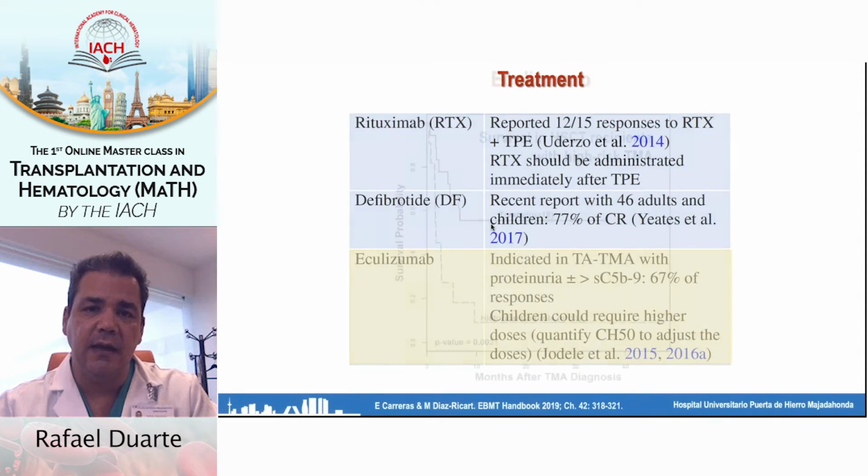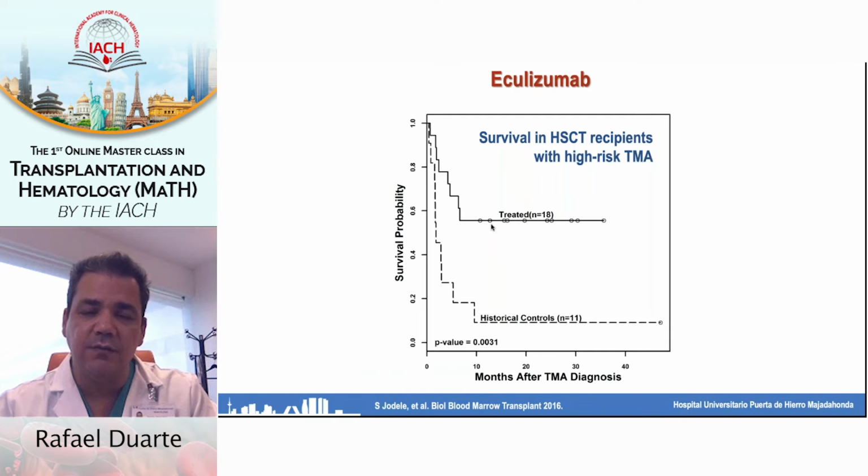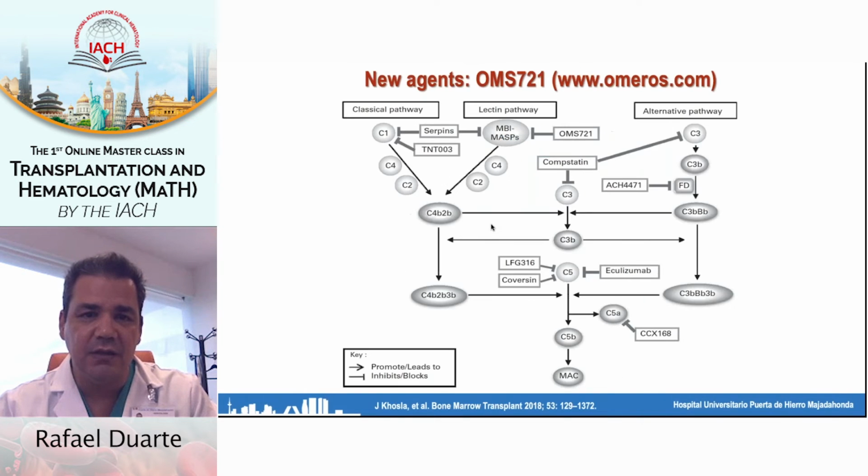Those are results from Jodele's studies, and you can clearly see, albeit with the limitations of this being historical control, retrospective comparisons, that survival in transplant recipients with high-risk TMA treated with eculizumab is clearly better than what they'd seen before in these same patients.